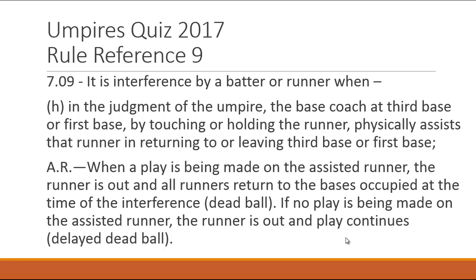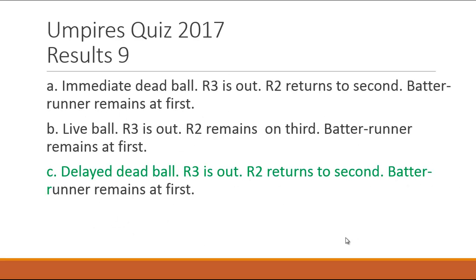Now, however, if no play is being made on the assisted runner, the runner is out and play continues with a delayed dead ball. So, there wasn't a play being made on that runner at third. It was a fly ball. So we've got a situation where it's a delayed dead ball. That runner is going to be out. We're going to wait for the play to die. We're going to return that runner to second, and the batter runner is going to stay at first.